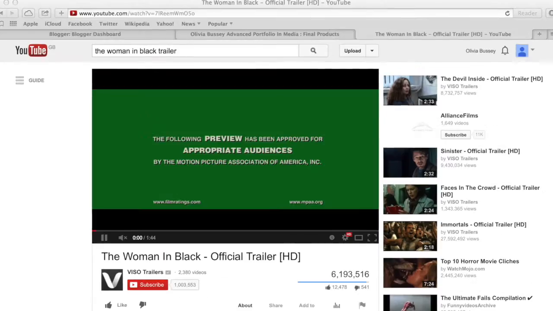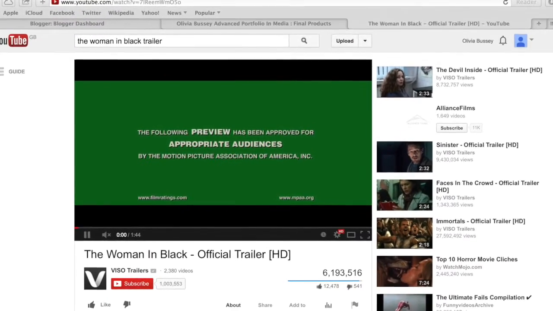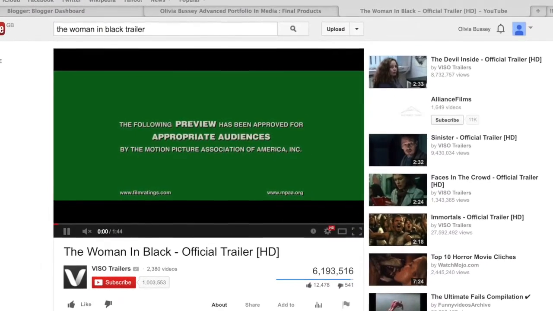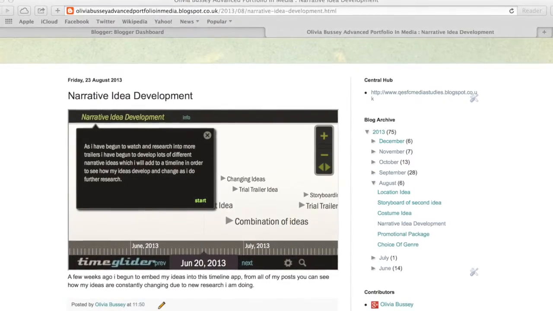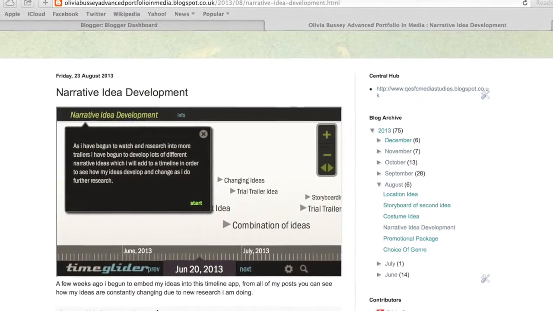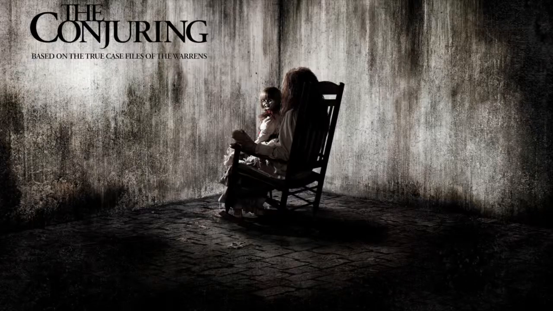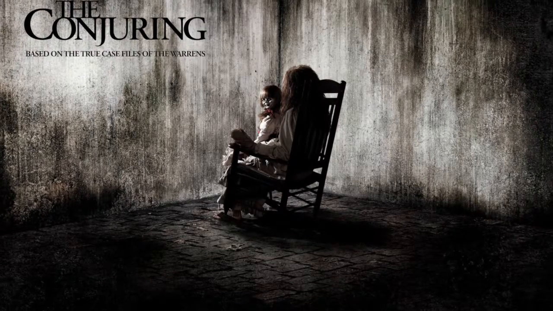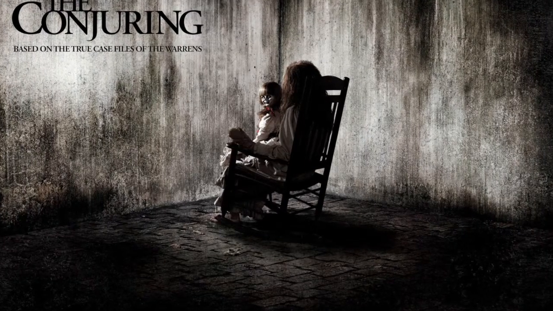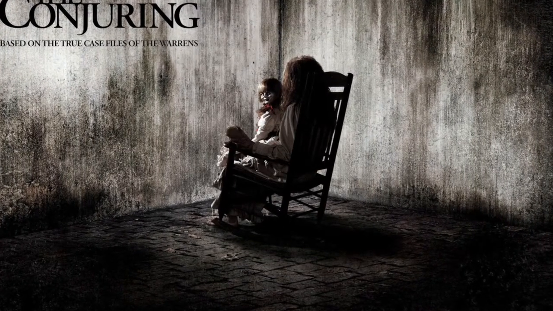Once I got an idea of what were the usual events in a horror trailer, I began to come up with some of my own narrative ideas. I plotted these on a virtual timeline where I could see my narrative idea develop over time. My narrative of my rough cut trailer was similar to The Conjuring. The Conjuring portrayed their narrative by first of all giving a backstory to the trailer, which you can see on screen now.